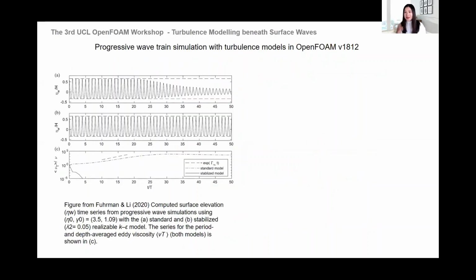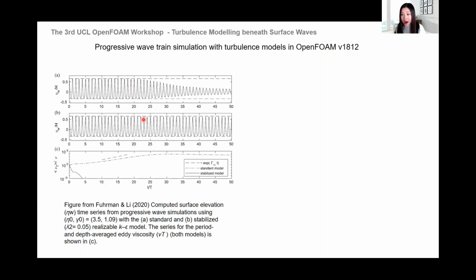So talking about unstable, if you still feel a bit vague about what the unstable behavior means, that I have mentioned many times just now for turbulence models when simulating breaking waves. Here is the simplest simulation you can perform in OpenFOAM, a 2D wave train simulation. And this one is performed with interFOAM using standard and stabilized realizable K epsilon model.